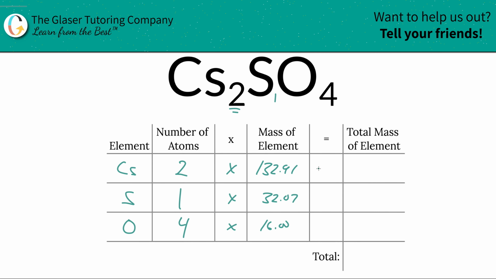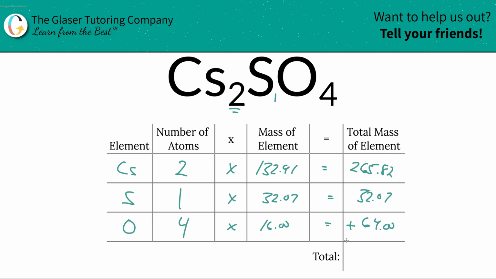Then we're simply going to find the total mass of each particular element here by simply multiplying these numbers across. So the total mass of cesium here is going to be 265.82. The total mass of sulfur is just going to be 32.07. And then oxygen here is going to be 64.